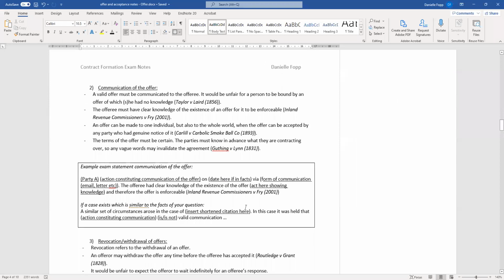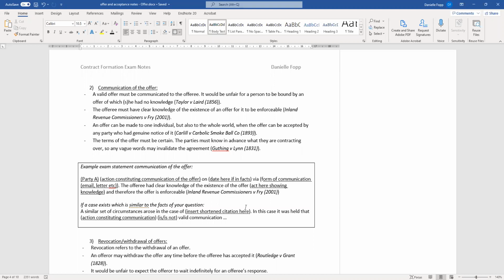So then we have communication of the offer. That's something we need to consider. A valid offer must be communicated to the offeree. It would be unfair for a person to be bound by an offer of which he or she had no knowledge. Again, case. The offeree must have clear knowledge of the existence of an offer for it to be enforceable. Again, we've got case law.